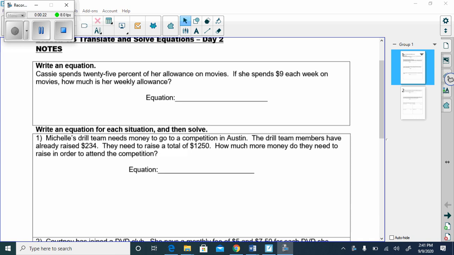That she is spending 25% of the allowance, right? How do I write 25%? Good. So we'll start with that. 0.25, of her allowance. So remember back on that first day, that would be our variable. That's exactly right. You can put X, you can put A for allowance, whatever letter you want to put.